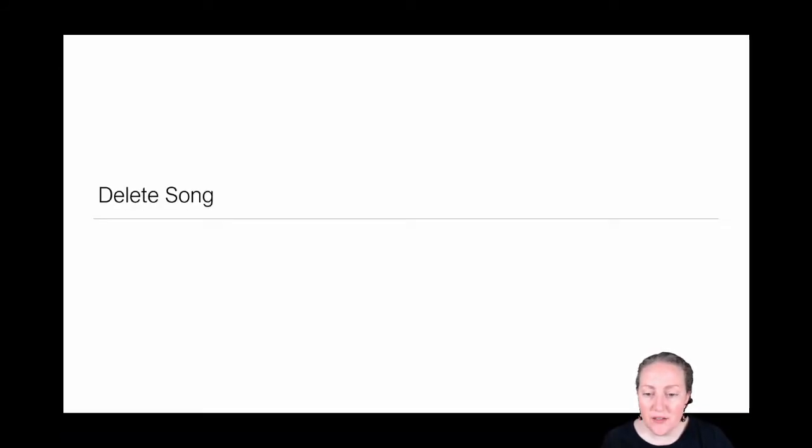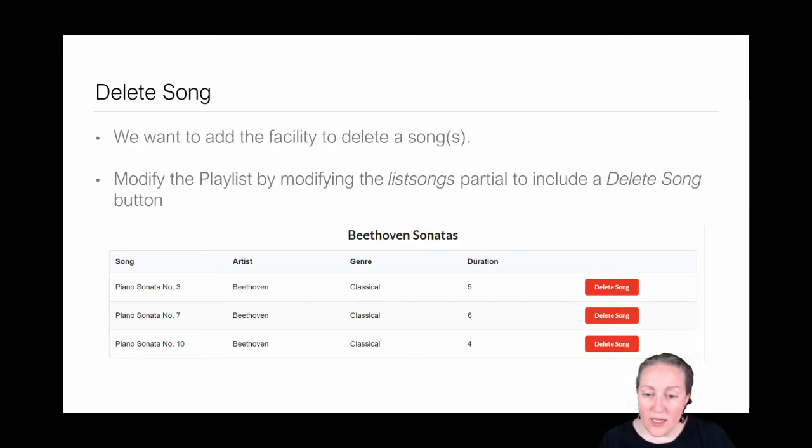In this final set of slides, I'm going to talk about the delete song functionality that you're going to introduce into the app this week as well. Like I just showed you, you want to add the facility to delete a song, and it should modify the playlist by modifying the list songs partial to include a delete song button. That'll be our first step, adding this delete song button into the list songs partial. And this is what it will look like once we've done that.